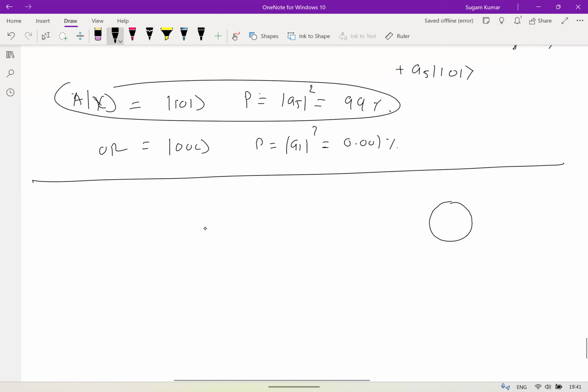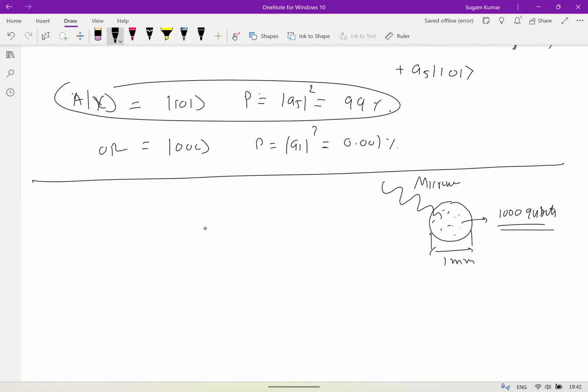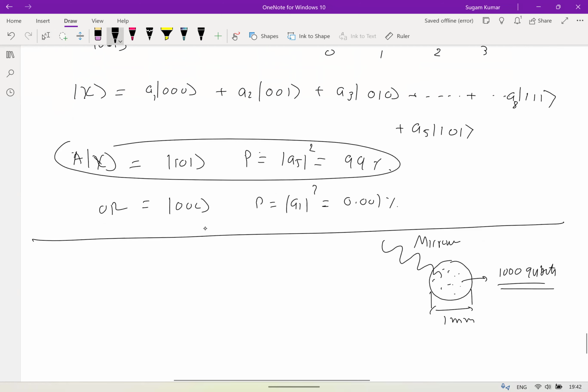Because their size is very small, generally this lies in 1 millimeter size, correct? And in this 1 millimeter size, you can create 1000 qubits or more than that. And we are shining microwave. What is the microwave frequency? 28 gigahertz.